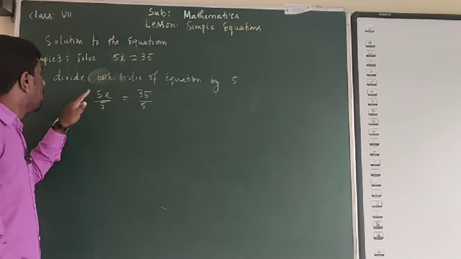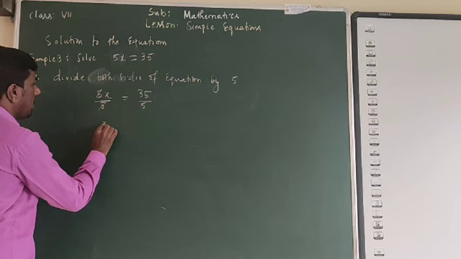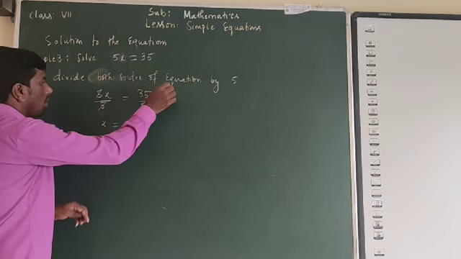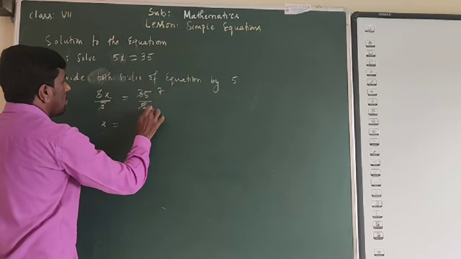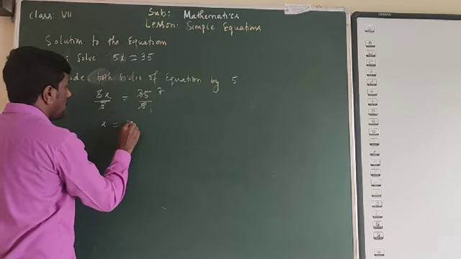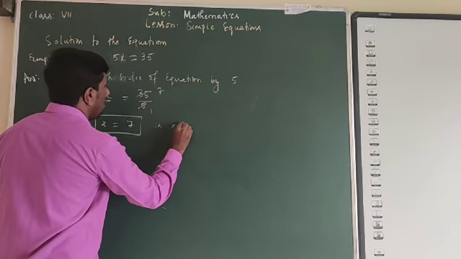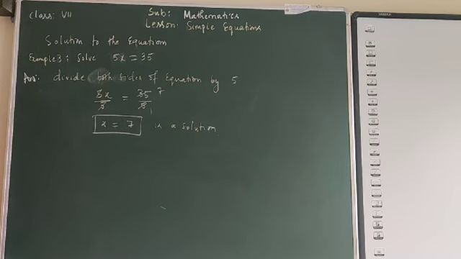So divided, what will happen? Numerator 5, denominator 5 cancel. What is remaining? x will remain on the LHS. My job is clear on the LHS. Now we'll go to the RHS. 5 ones are 5, 5 sevens are 35. So 7 divided by 1 will become 7 only. So 7 is the solution. If you want to, you can verify that.